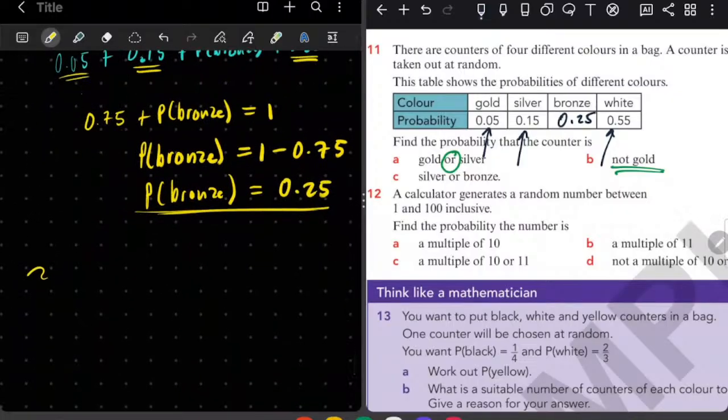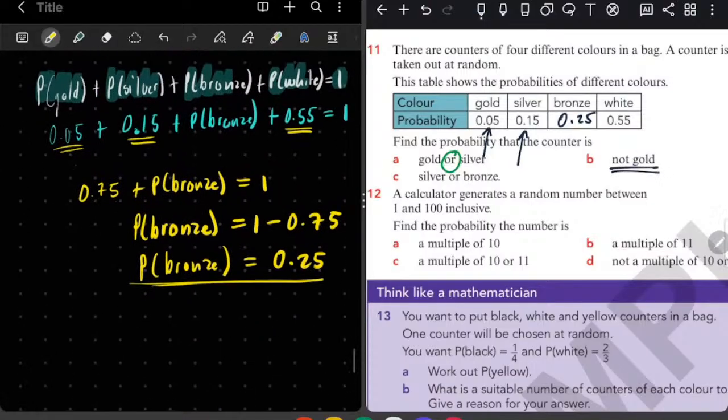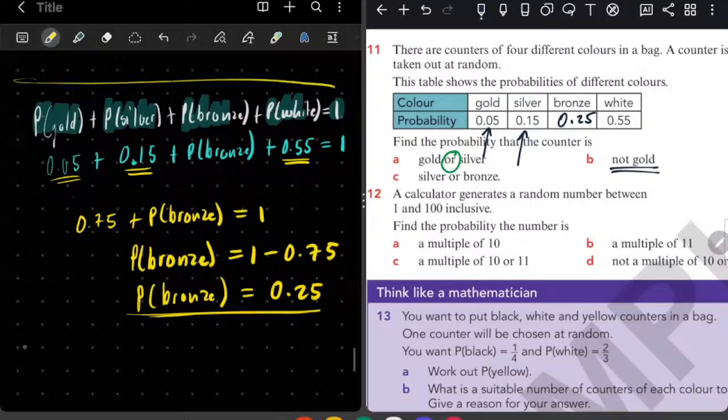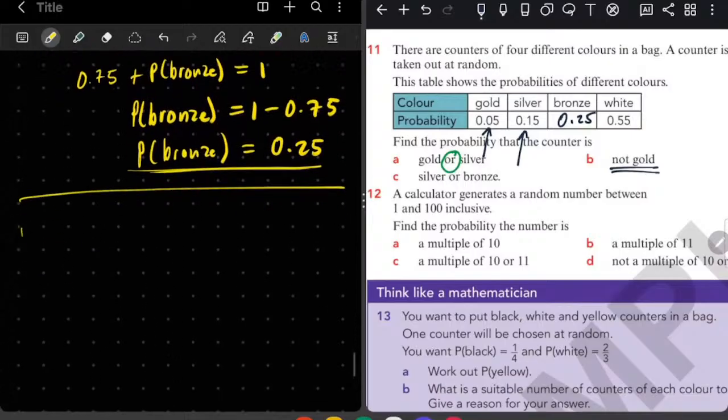Here is another one now, class. Or that we could have done without finding probability of gold. Let's say they want probability of not gold. We've actually gone the longer way. Let's do for part B, there is a shortcut, okay? So this is before we do part B. This is just a separate working. For part B, let's do the shortcut.